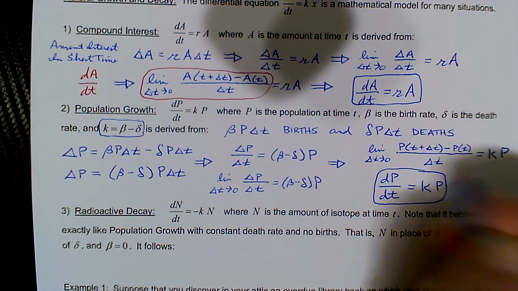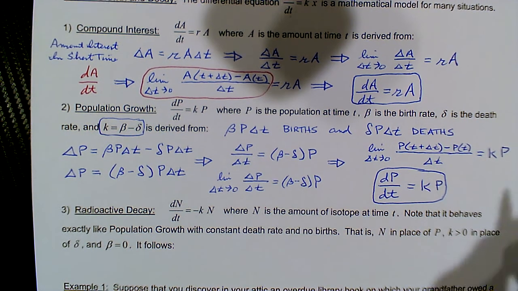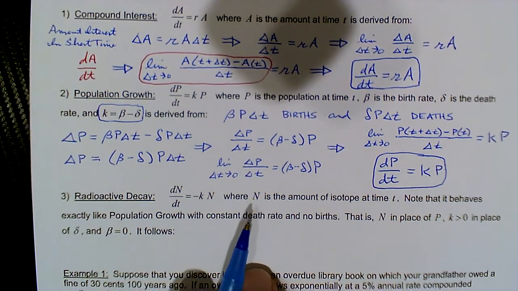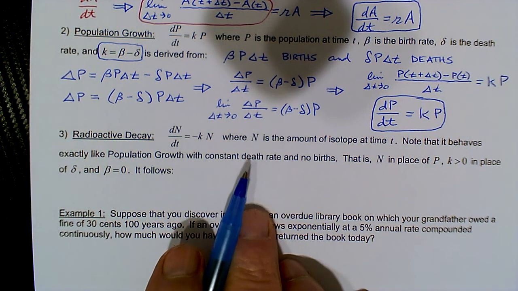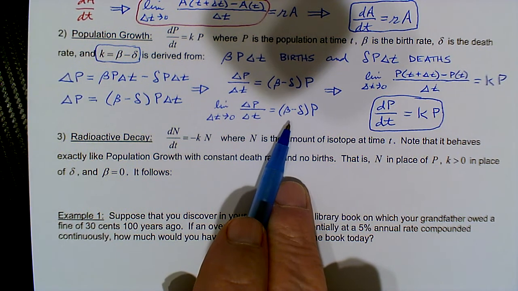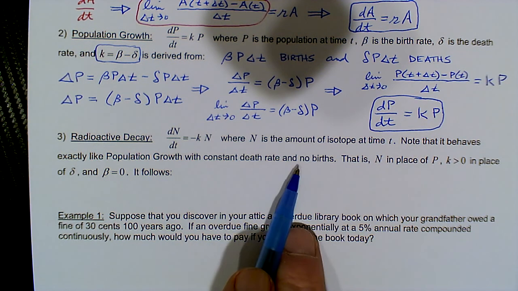And we've derived our formula. Okay, so then we have radioactive decay, and we can think about radioactive decay as basically population growth, but with no births, just constant deaths.